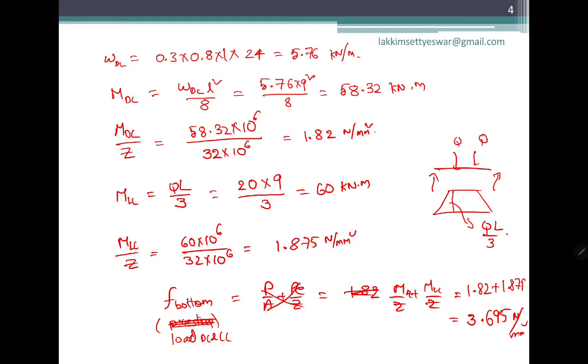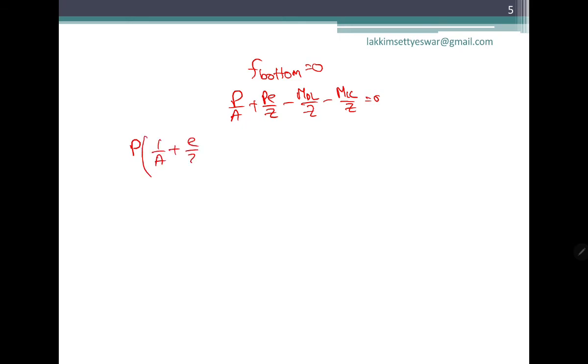Now we need to calculate the pre-stressing force P. In the question it is mentioned that at the soffit of the beam the stress is 0, which means f bottom is equal to 0. So P/A plus Pe/Z minus M_DL/Z minus M_LL/Z is equal to 0. Taking P as common, P times (1/A plus e/Z) is equal to M_DL/Z plus M_LL/Z.